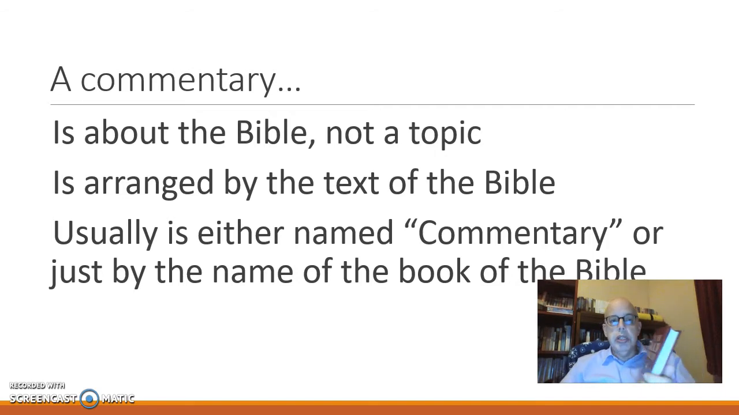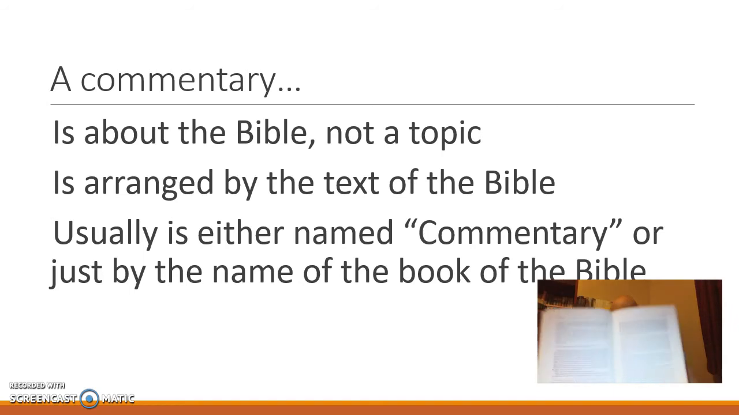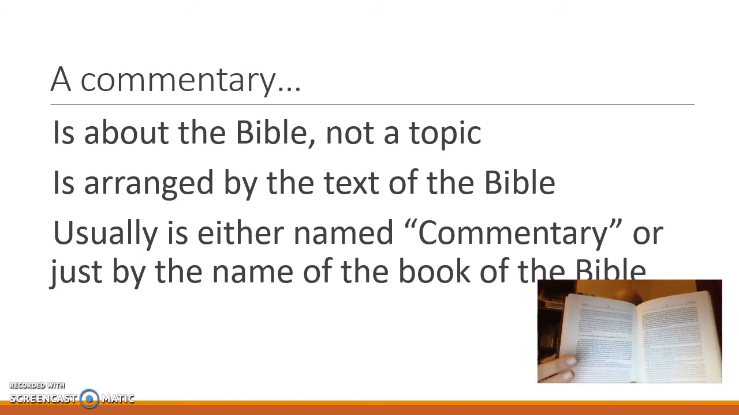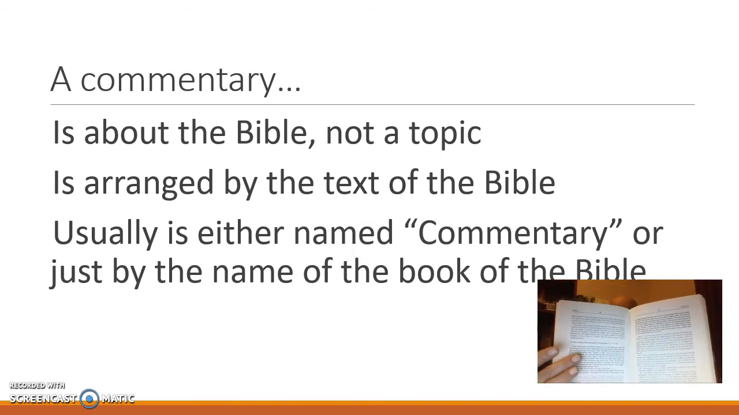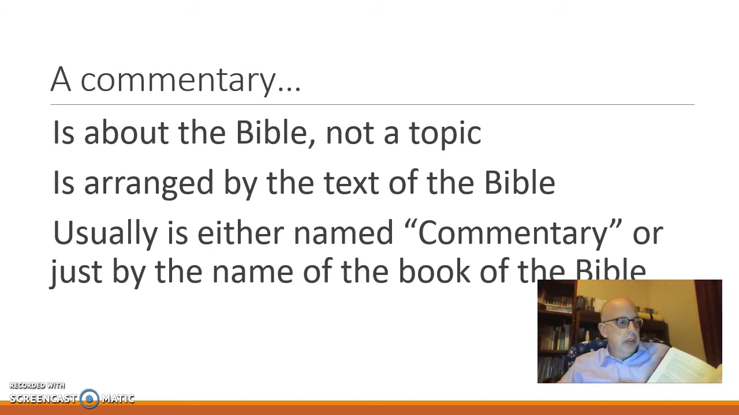And they are arranged by the text of the Bible. So let me find a good page here. These are hard to see, but okay. If you can see maybe on the page here that there is dark print, bold print, and then there's regular print. The bold print in this commentary is the text of the Bible, the text of the book of Mark. And then the regular print is the author's explanation of what that text means.